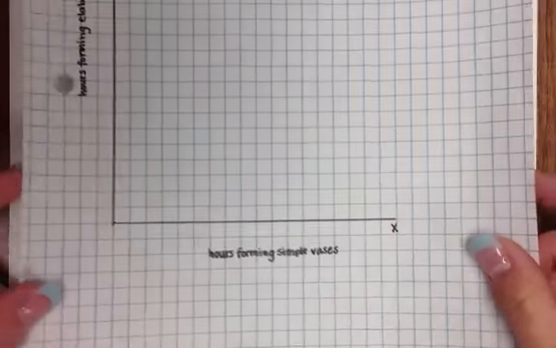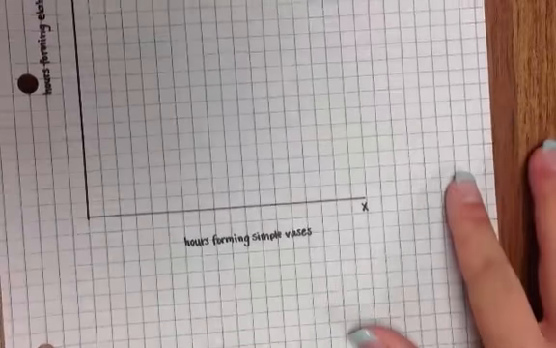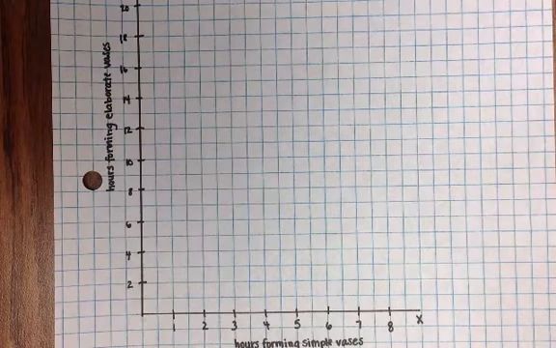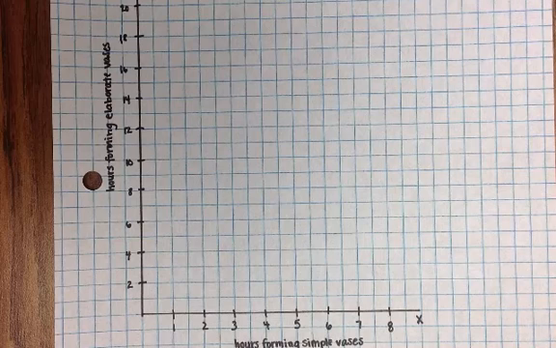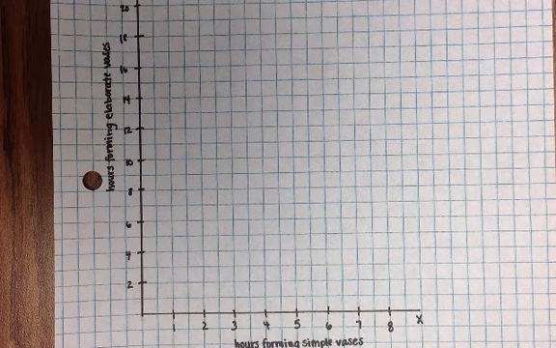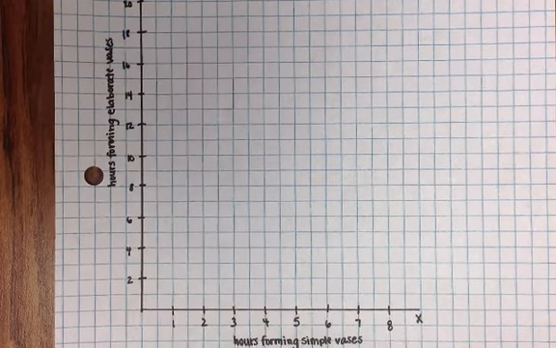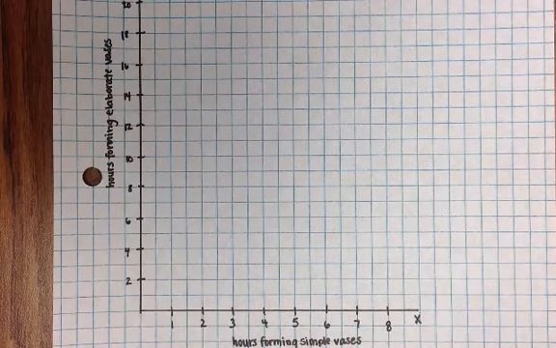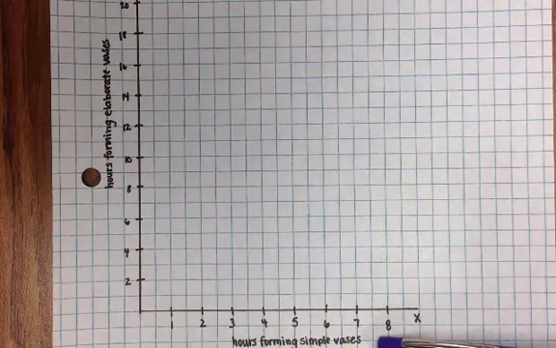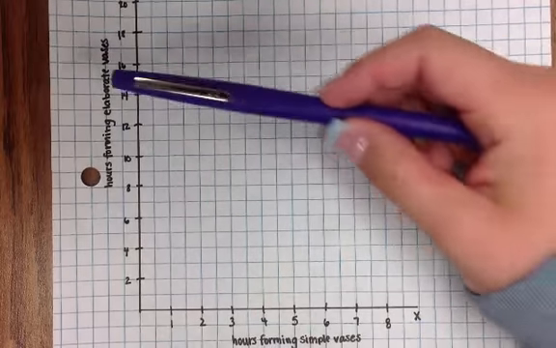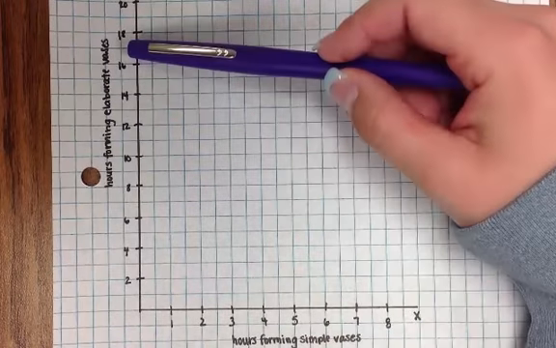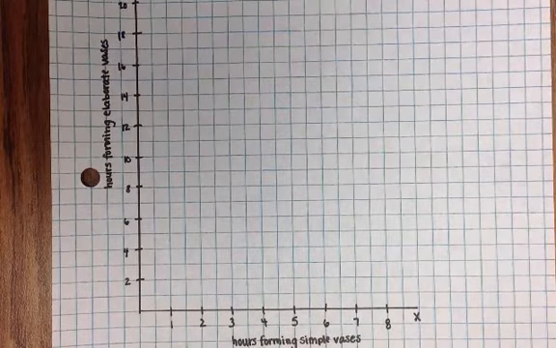On our graph, we want to remember which variable we chose as x and which we chose as y. We said simple vases would be represented by x. So simple vases is going to go on our x-axis. We said that elaborate vases would be y. So elaborate vases is going on our vertical or our y-axis.